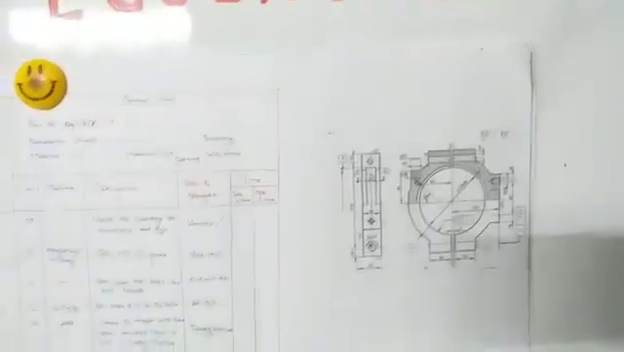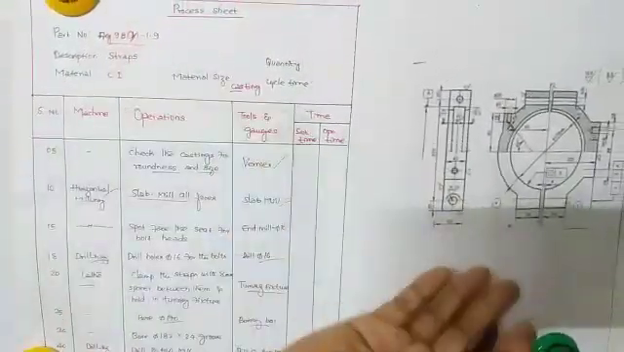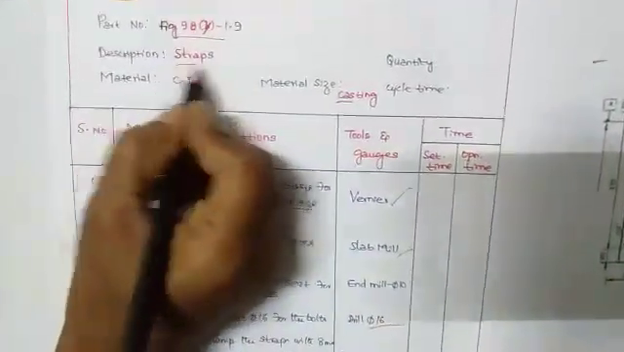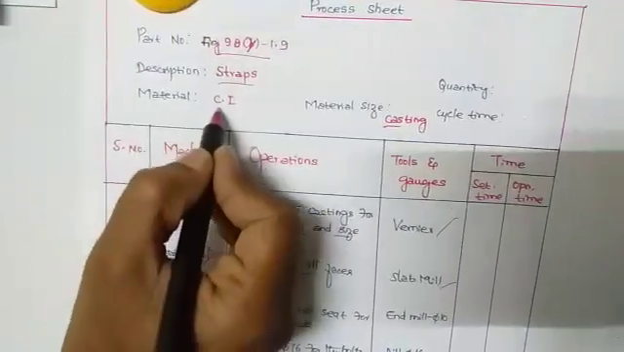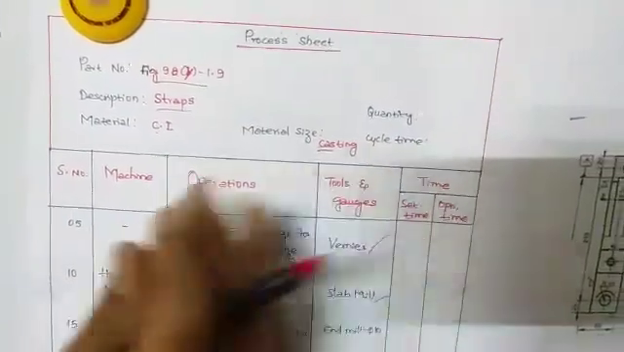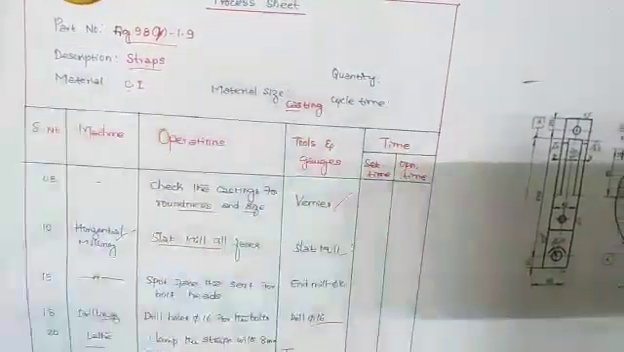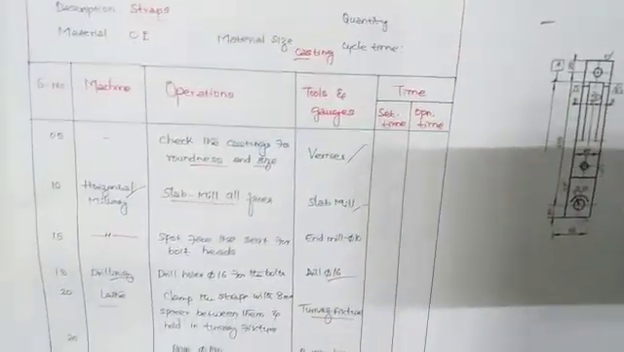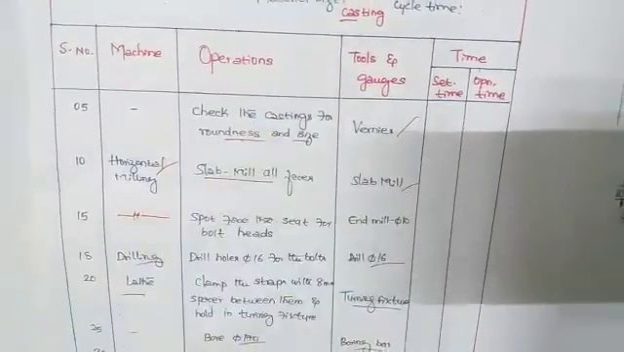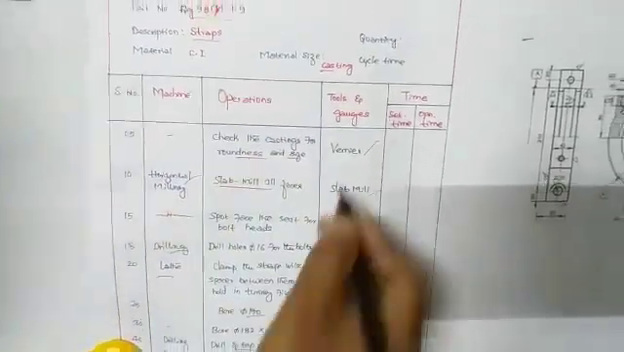As we are familiar, as we did so many assemblies, in the process sheet the figure number, component number, and part number will be given. The component here is the strap. The material is CI, that is cast iron. The material size is casting, then quantity and cycle time. The columns are serial number, machine, operations, tools, gauges, and times. These are the operations I am listing out. Always keep in mind: start with the inspection, end with the inspection. Check the raw material size, the casting size, the roundness and size.